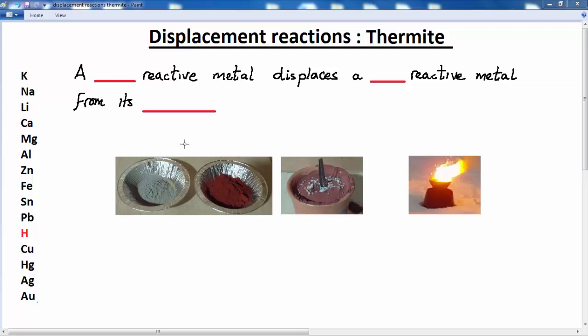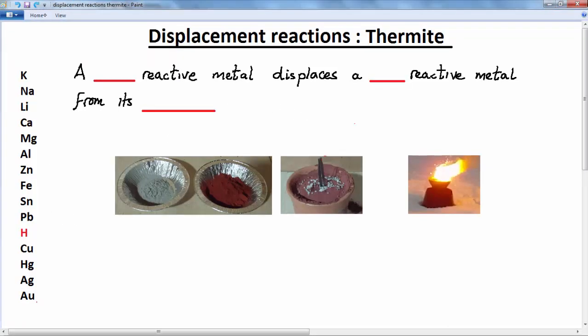In the next two lessons, we're going to look at displacement reactions in the context of the reactivity series. And in this lesson, we're going to look at the thermite reaction. Now, a displacement reaction is a reaction in which a more reactive metal displaces a less reactive metal from its compound. And in the thermite case, we're looking at from its oxide.